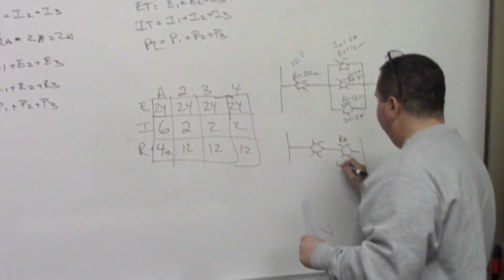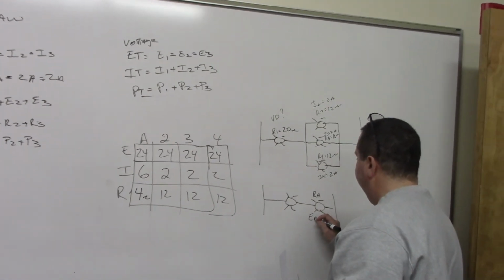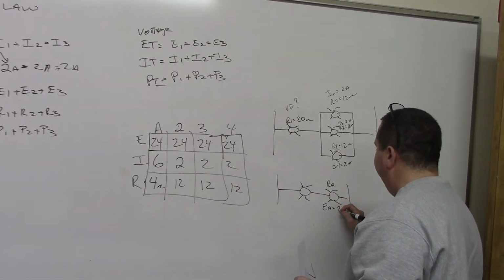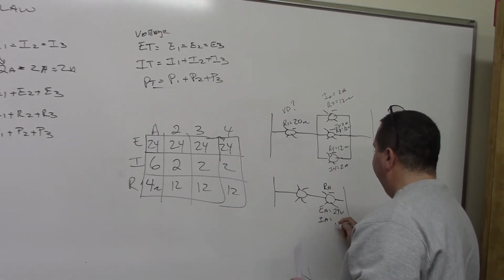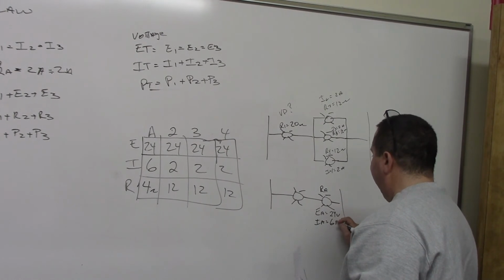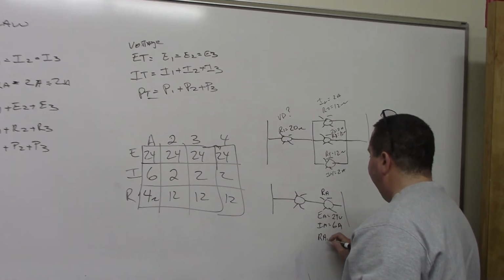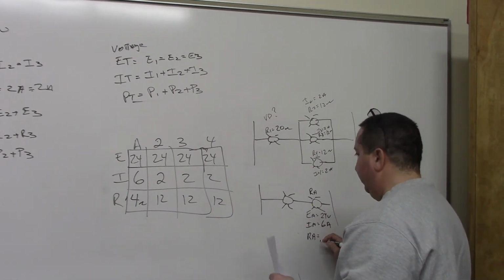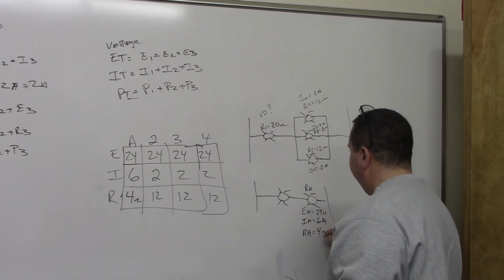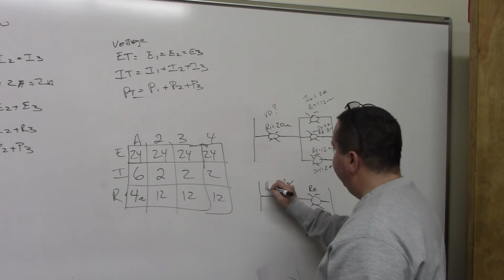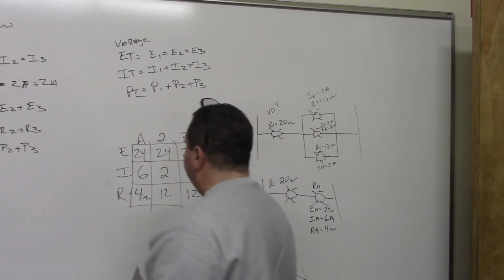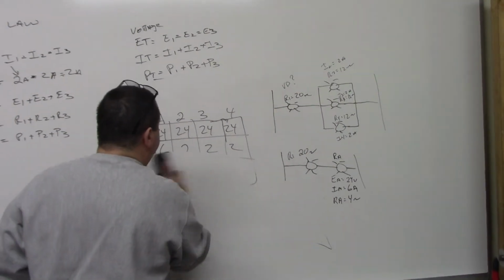So right in here, we know that EA is equal to 24 volts. We know IA is equal to 6 amps. And we know that RA is equal to 4 ohms. We also know that this is 20 ohms, R1. So now we could do the matrix for this.